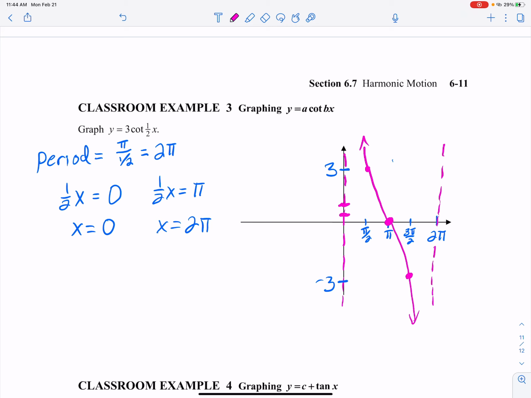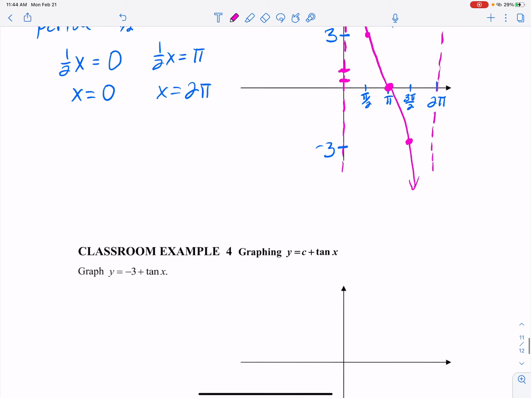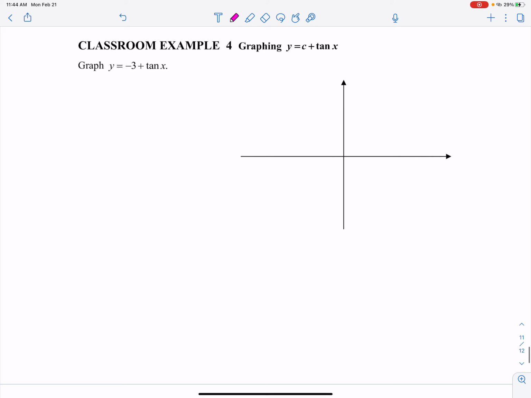I prefer graphing these over sine and cosine. I think they're a little quicker. Questions? All right, let's take a look at number 4. What's different about this one?